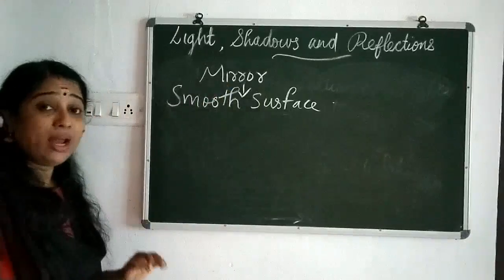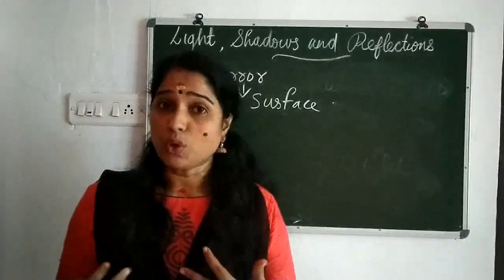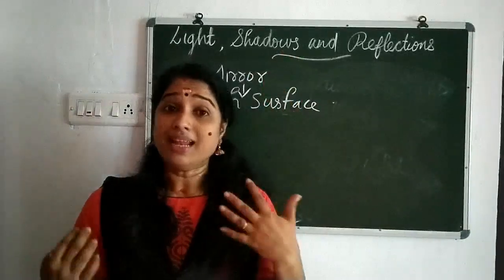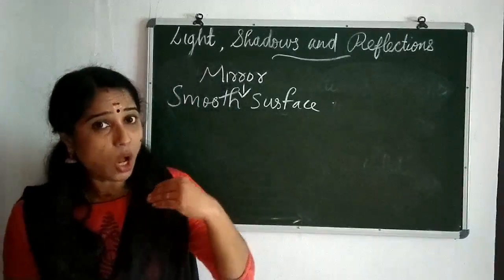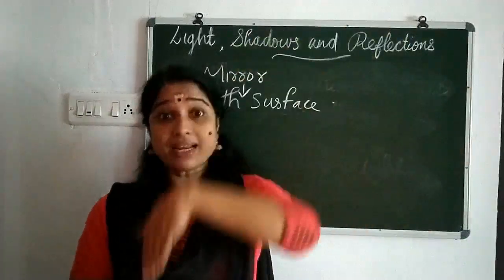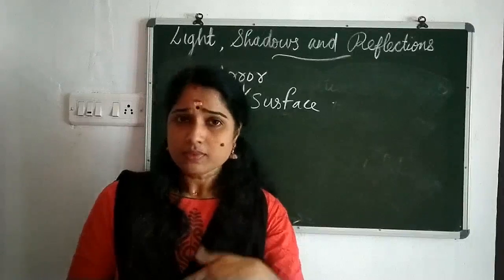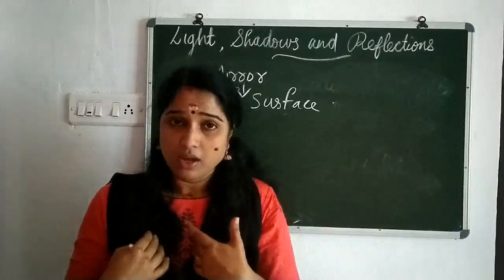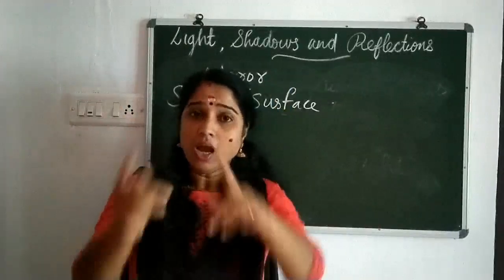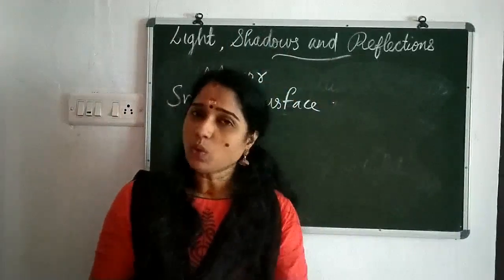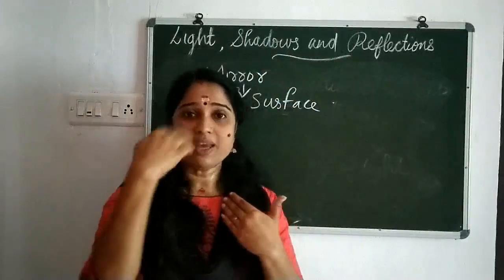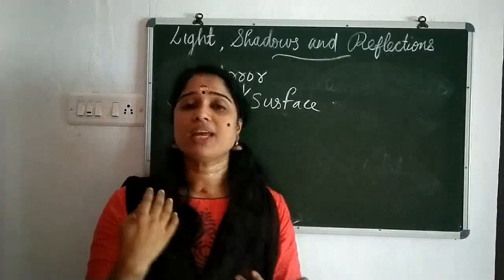When the light falls on us, we are the object, and the light gets reflected into the mirror. The light that falls on the object, or light from the object, gets reflected into the mirror, and the mirror reflects the light back to us. If I am looking at the mirror, the light that falls on me gets reflected into the mirror. The mirror has a smooth surface, so the light gets reflected back to my eyes. So I can see my image very clearly in the mirror.